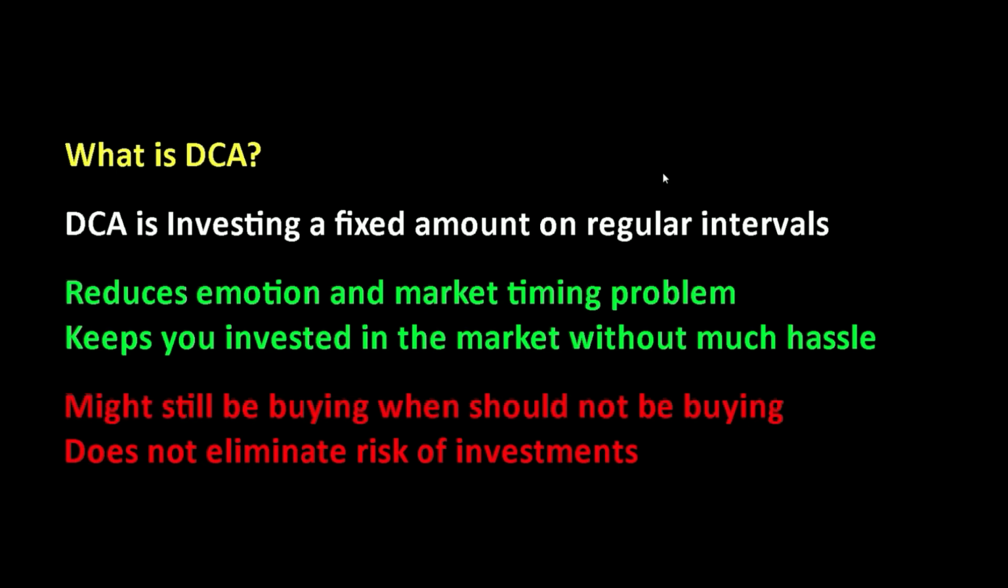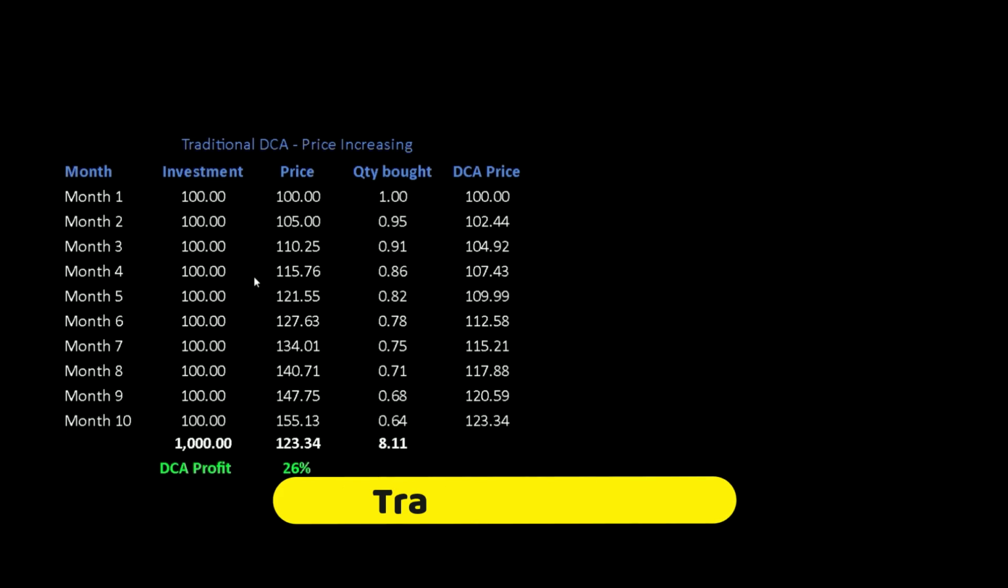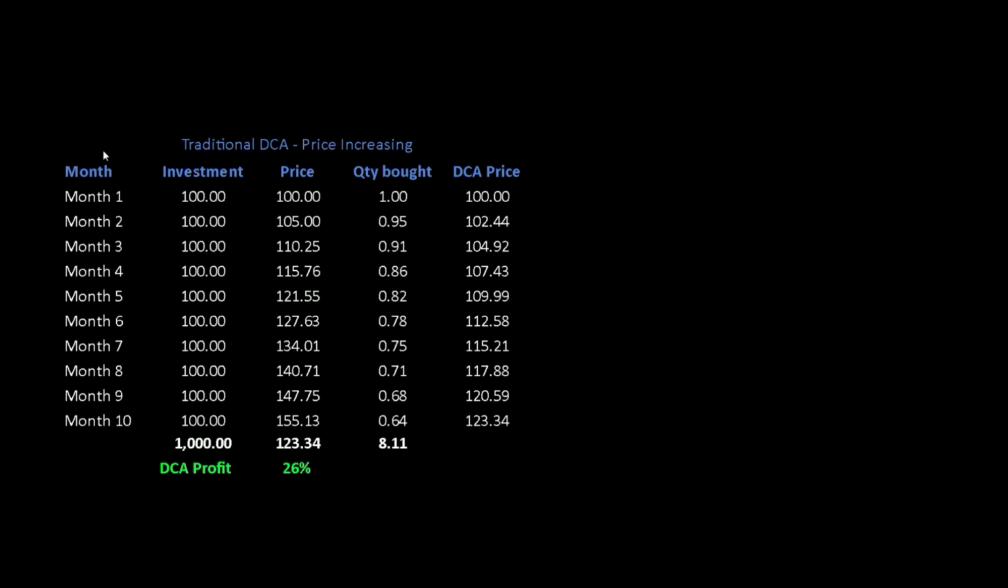Now let's take a look at the two ways you can implement DCA strategy into your portfolio. First is the traditional or pure DCA. The second method is called Martingale DCA. Let's take a look at traditional DCA.